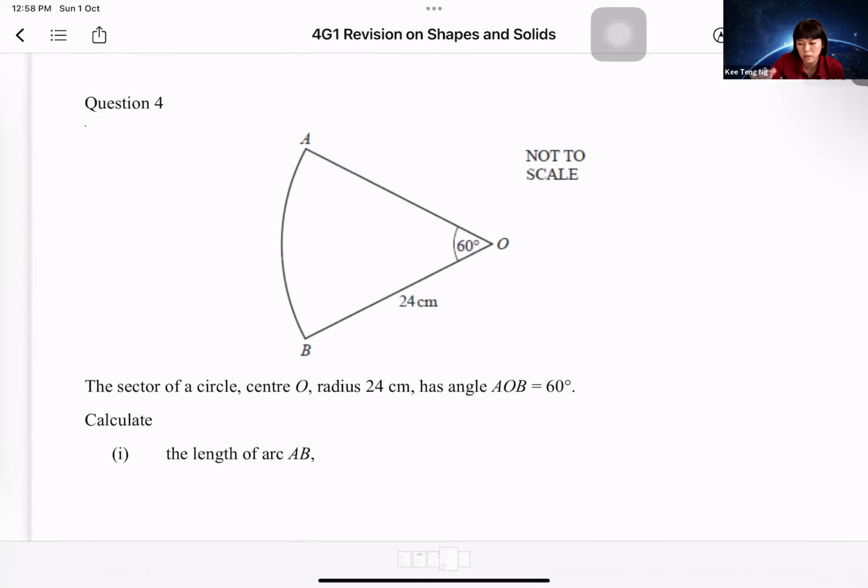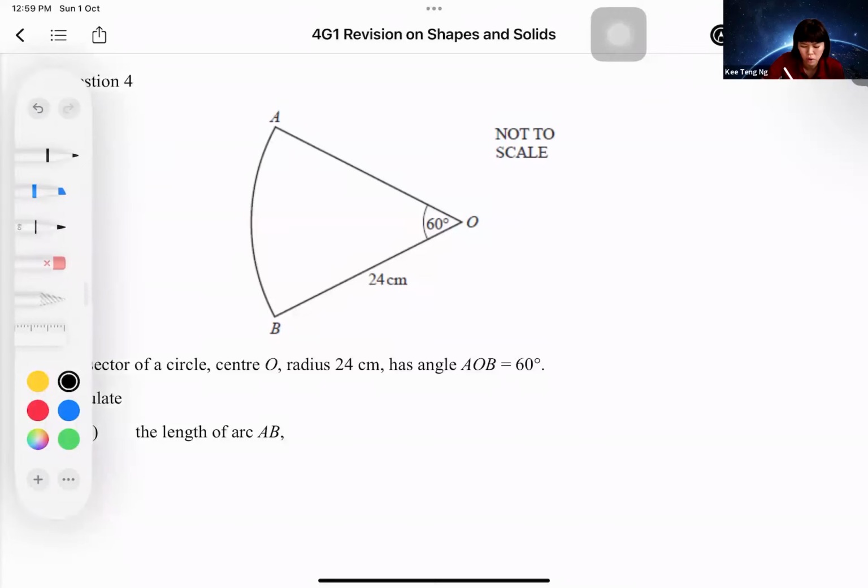Next one, this one. Arc length and sector area. Let's write down the formula first. First, if I want to find arc length, length is in cm, right? The arc length, or meters or kilometers. So I need to use the angle, which is this theta, the angle. So theta over 360 times the circumference, since the arc length is on the rim. So it's 2 pi r, right?